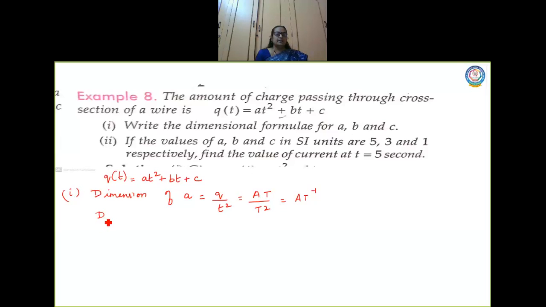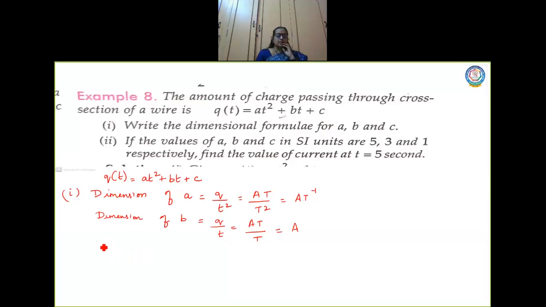Similarly, let us go for the dimension of B. Again, left side Q, right side BT. So B will be Q by T. Q is A into T, divided by T. So this gets cancelled, and I have the dimension of B to be simply A.